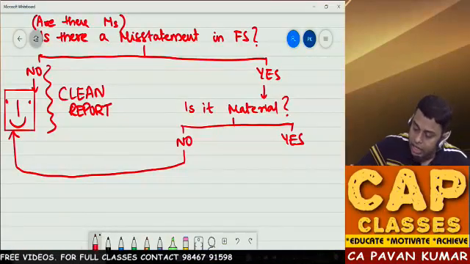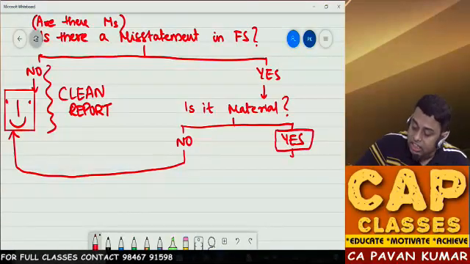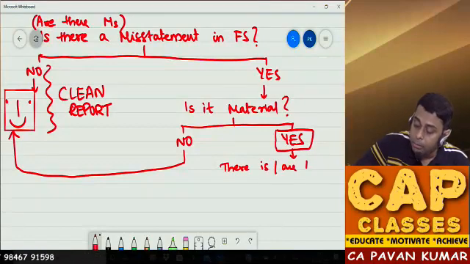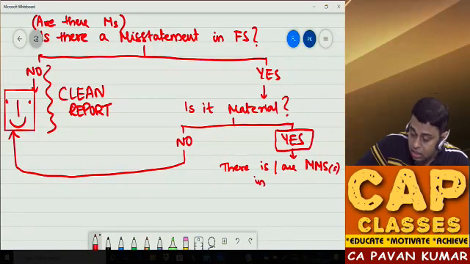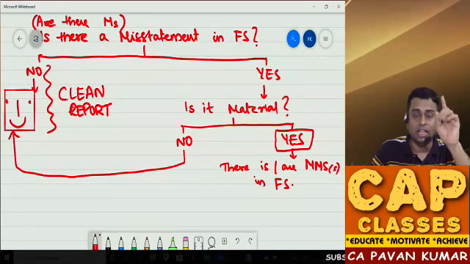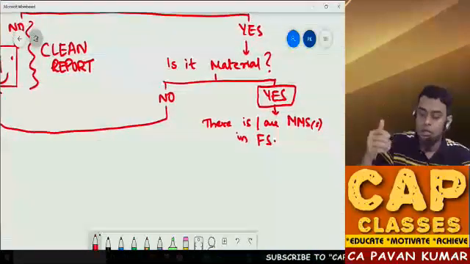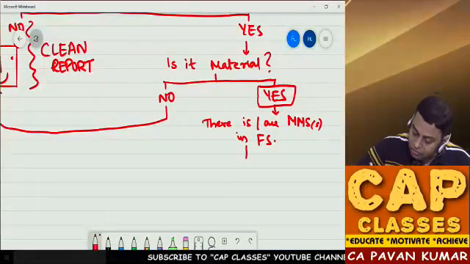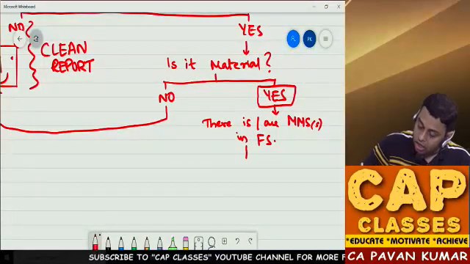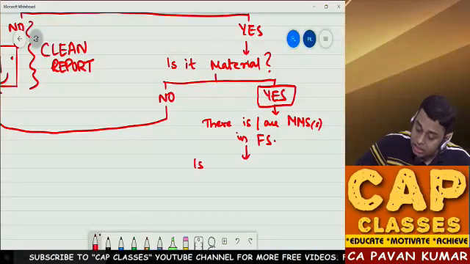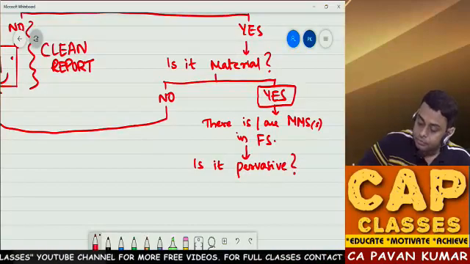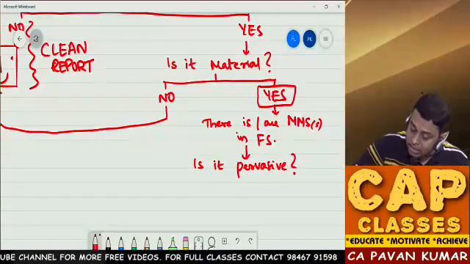Okay. Now, if the answer is yes, what is the meaning of this? There is or are material misstatements in financial statements. That means there is one or more material misstatements. Now what to do? Auditor will ask another question. Is it pervasive? What is the meaning of pervasive?